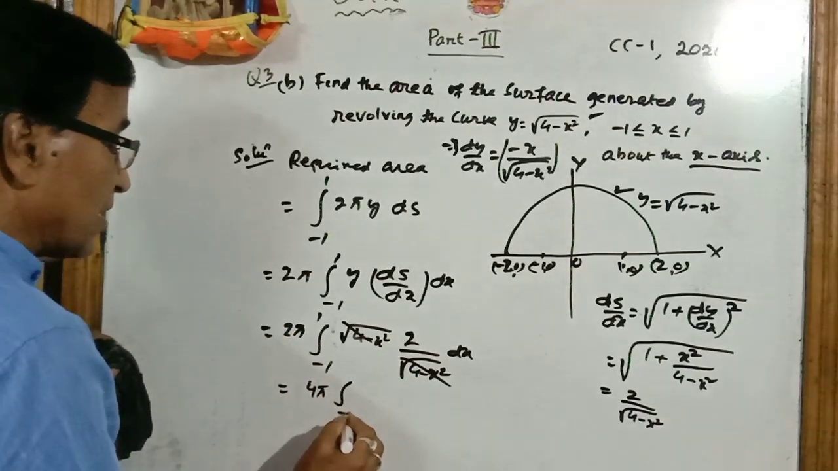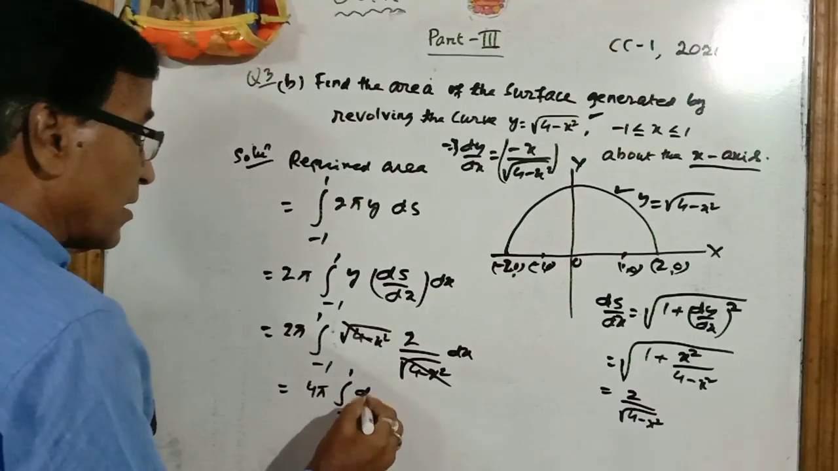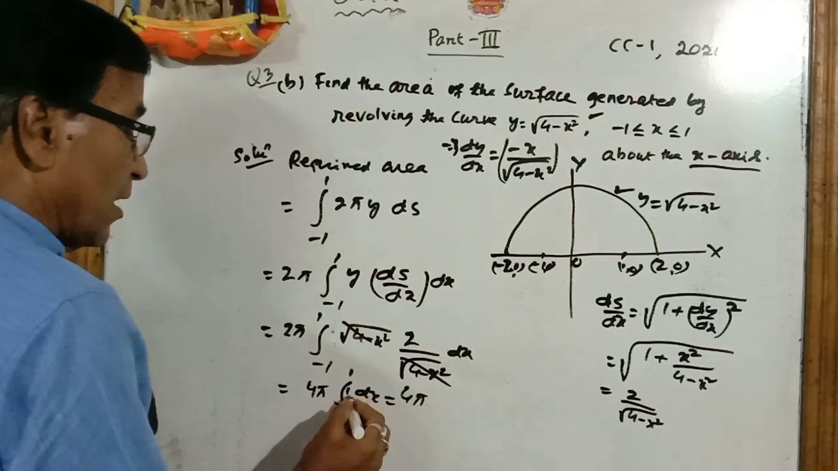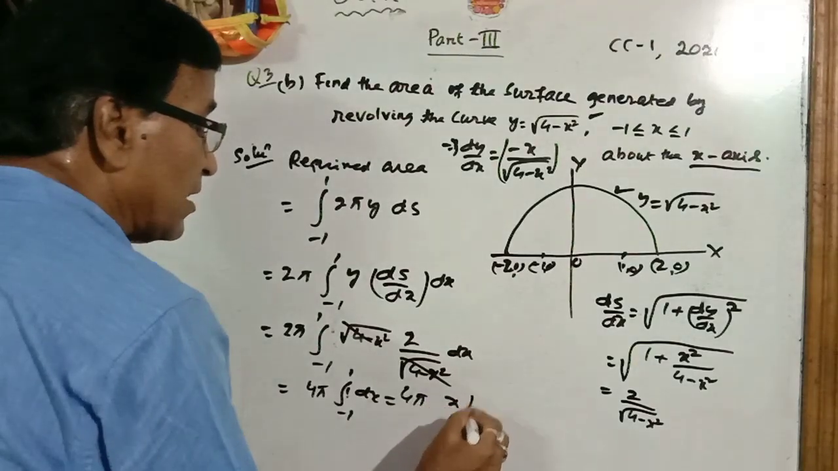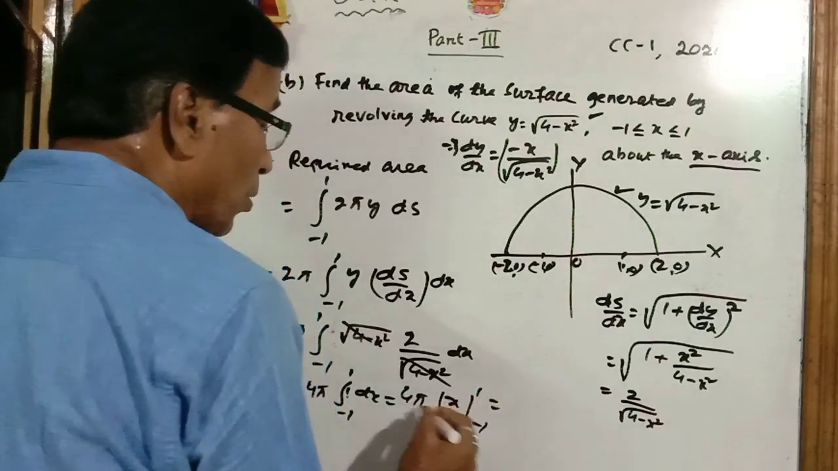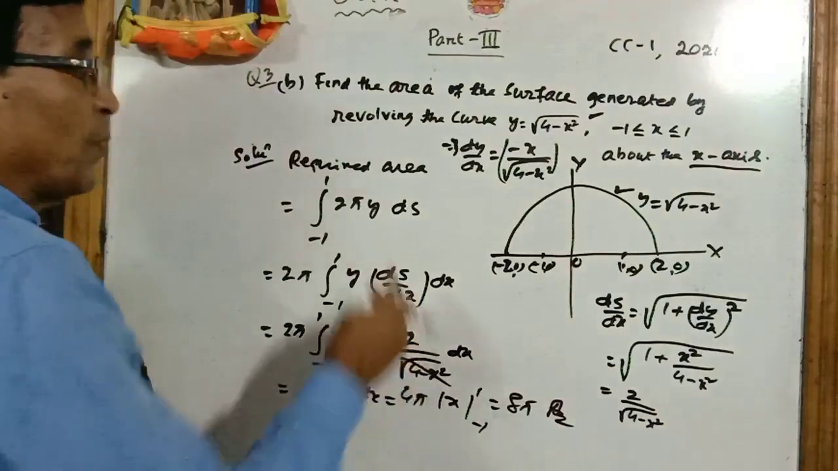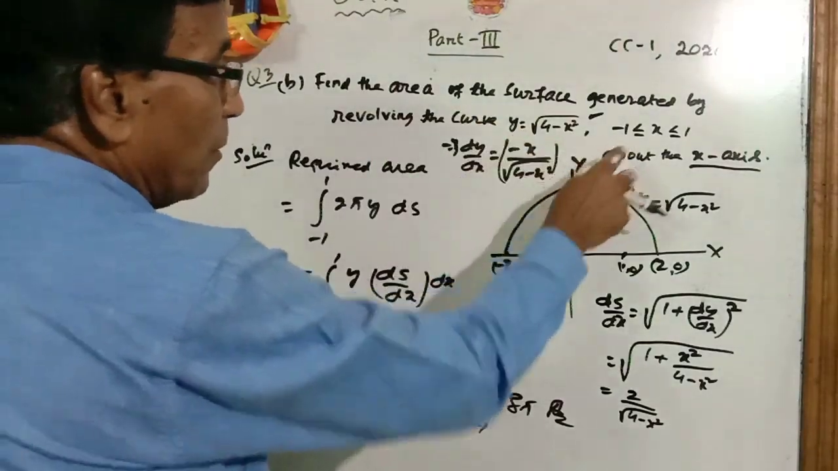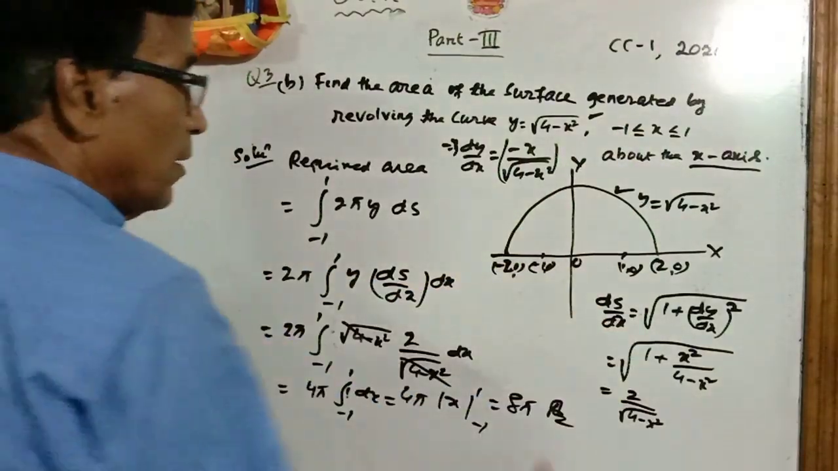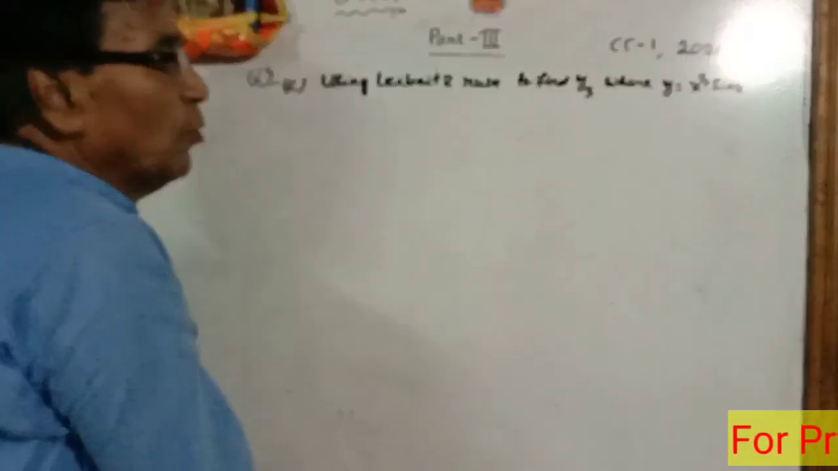So 4 pi integration, definite integration, x varies from -1 to 1 dx. So that is equal to 4 pi. And what is the integration of 1 with respect to x? It is equal to x, and limits from -1 to +1. So it is equal to 2 into 4 pi, that is equal to 8 pi. So this is the surface area which is generated by revolving this curve about the x-axis, where x varies from -1 to 1.